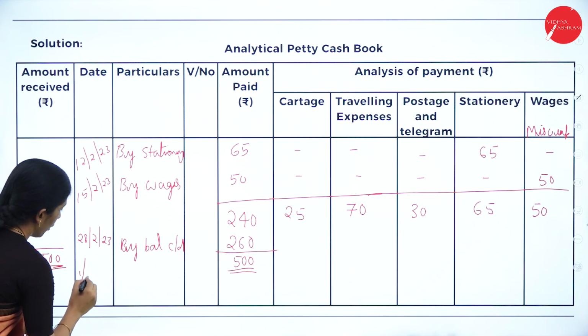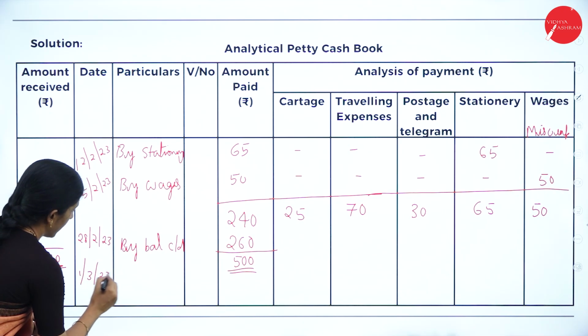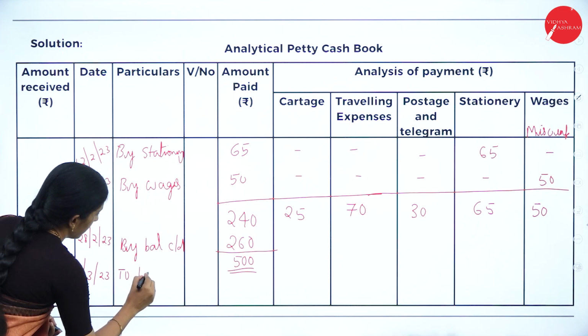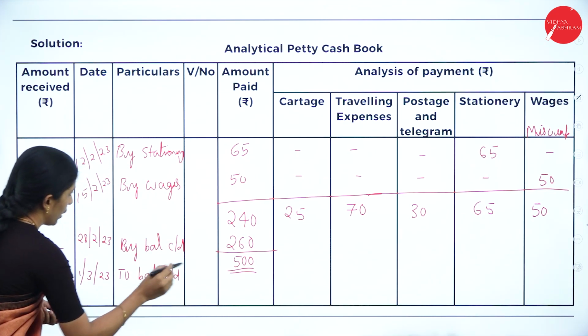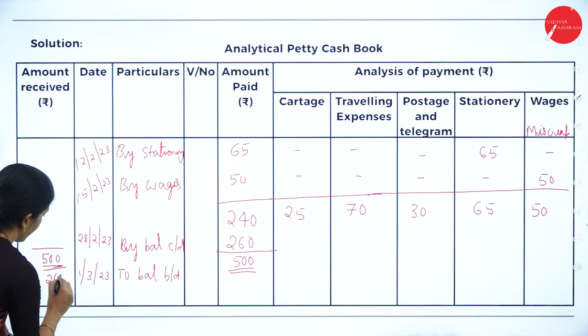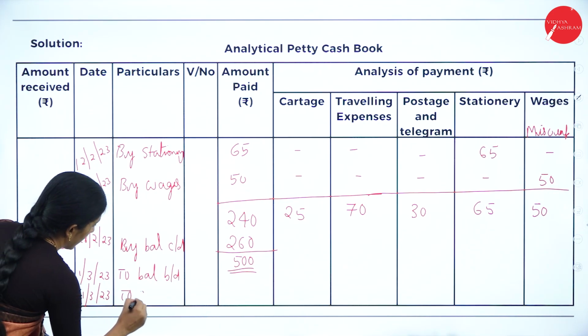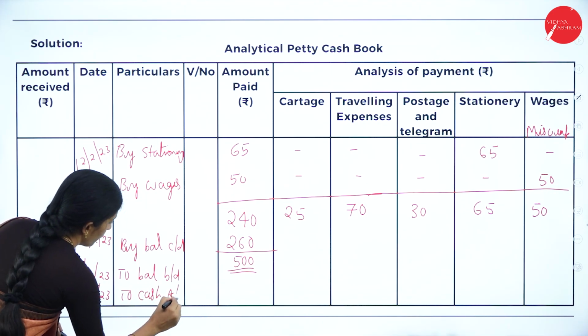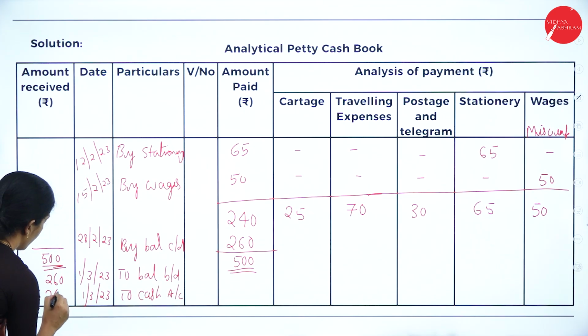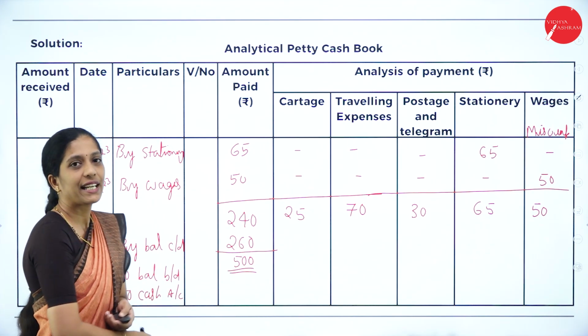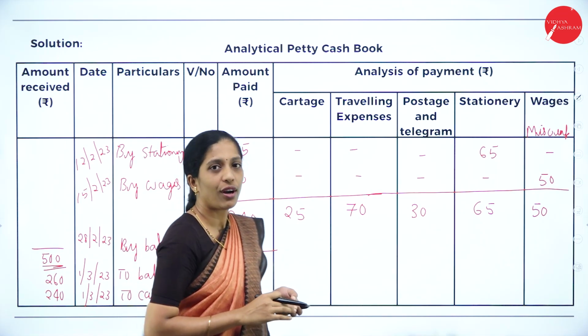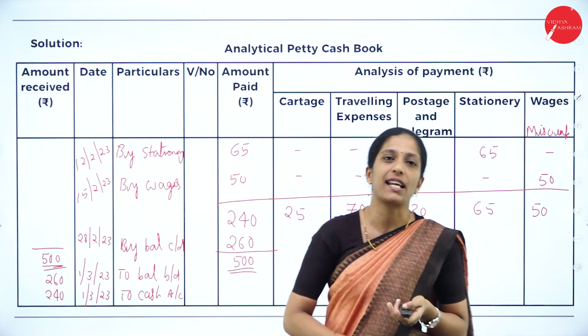Again, at the beginning of next month, 1/3/23, to balance brought down. Now you have to write this 260 here. Again, 1/3/23, to cash account. So how much? 240. So hope you are clear about it. So this is how you have to solve a problem on petty cash book.